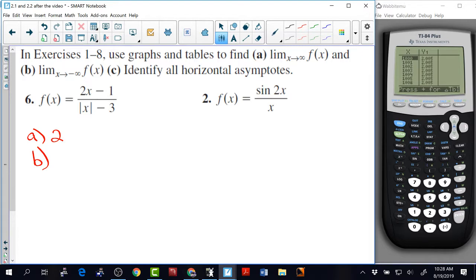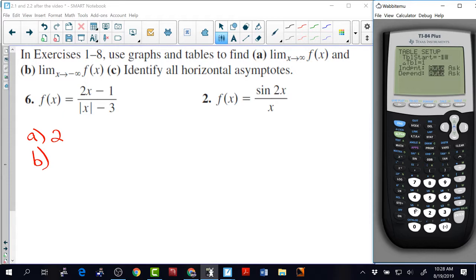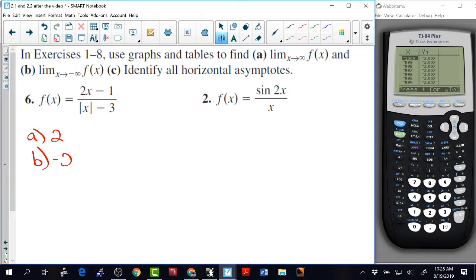Now let's go to table set and start at negative 1,000. And if we go to table, we see that it's leveling off to negative 2 on the other side. Negative 2. So letter C says, what are the horizontal asymptotes? Well, that's what we're finding. Where's it leveling off to? So there's a horizontal asymptote at y equals plus or minus 2. There's one at 2. There's one at negative 2.